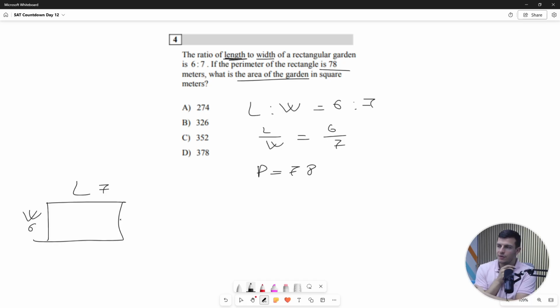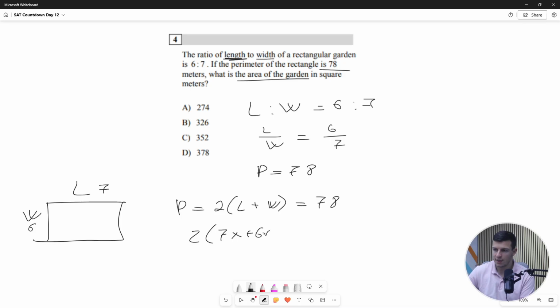If the perimeter of the rectangle is 78, so what is the perimeter of a rectangle? It's equal to 2 times length plus width. Okay, and it says it's equal to 78. Now remember at the beginning of the ratio conversation I said we can usually call them 6x and 7x, so we can actually assign a variable to them and find out what they are. So I'm going to do that. 7x plus 6x is equal to 78.